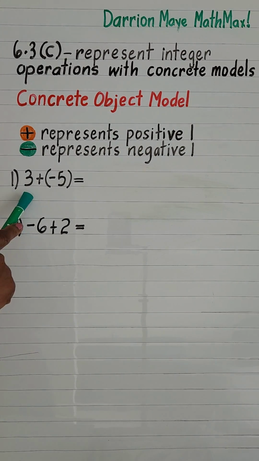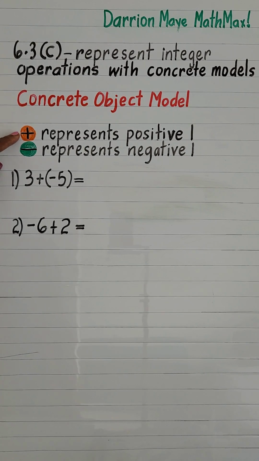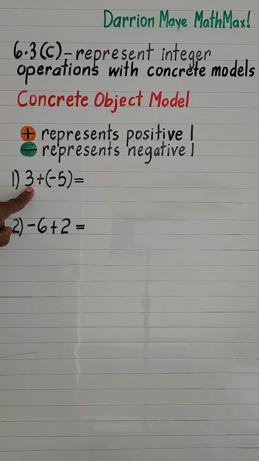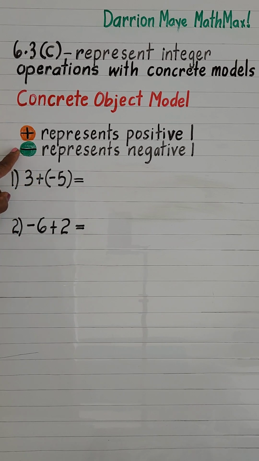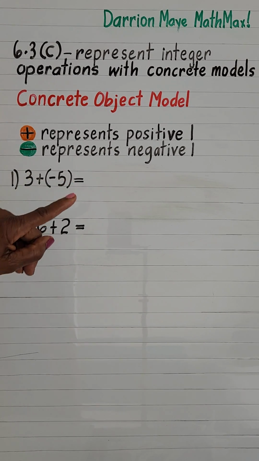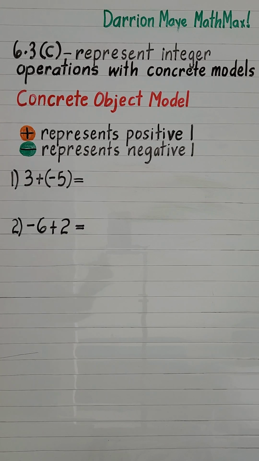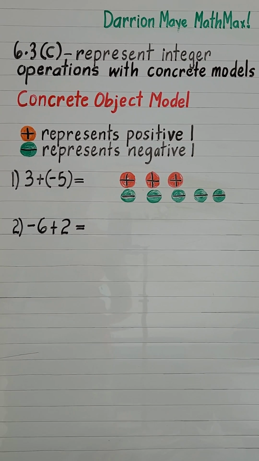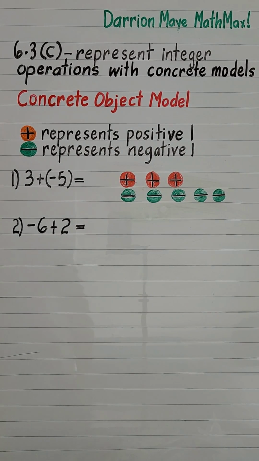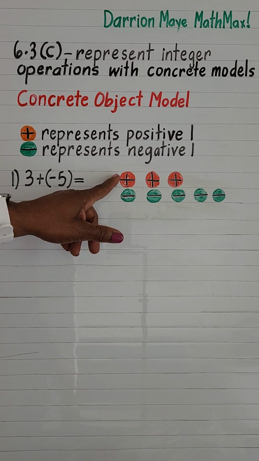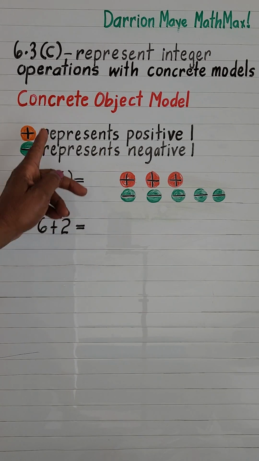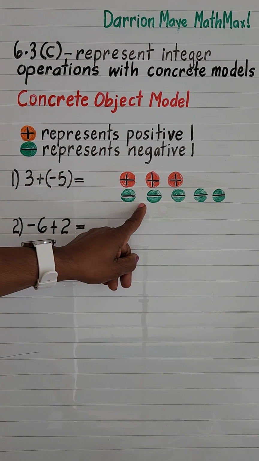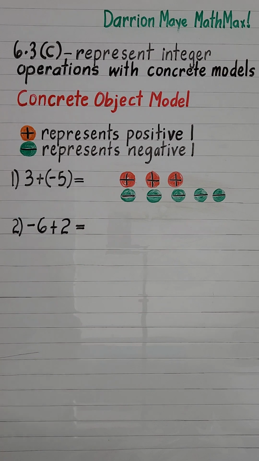So we'll start with 3 plus -5. So that means we're going to have 3 orange chips and we're going to have 5 green chips. So here we have our 3 positive chips and we have our 5 negative chips.